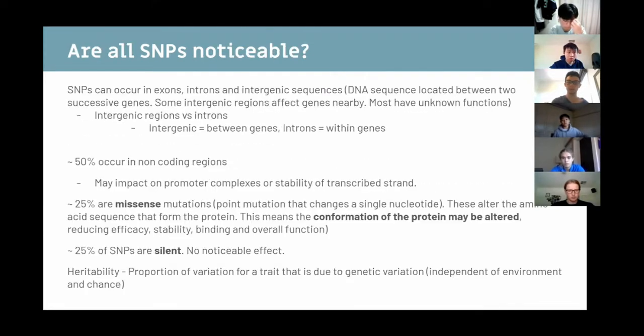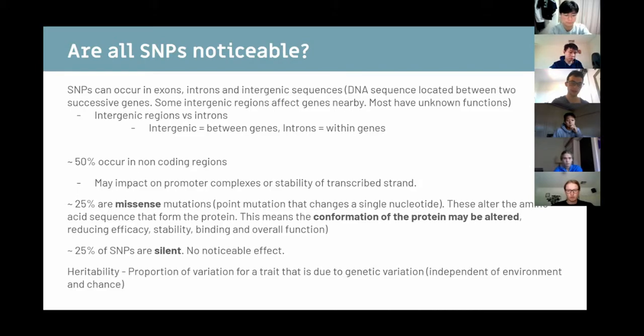SNPs can be targeted in a more clinically relevant scenario because you can make suitable medication, as we'll see later, for those typical people. SNPs can occur in exons, introns, and intergenic sequences. Intergenic sequences are also known as junk DNA, and they have unknown functions. 50% of SNPs occur in non-coding regions, which means they may impact promoter complexes and stability of transcribed strands. However, they're not necessarily going to have huge effects.